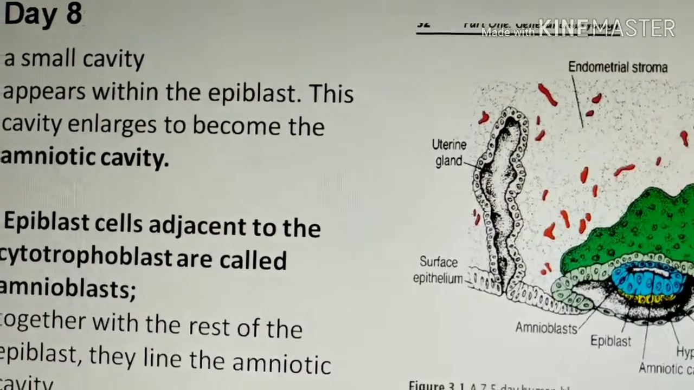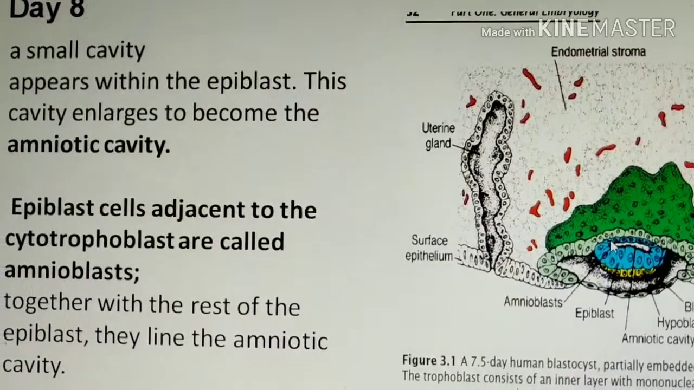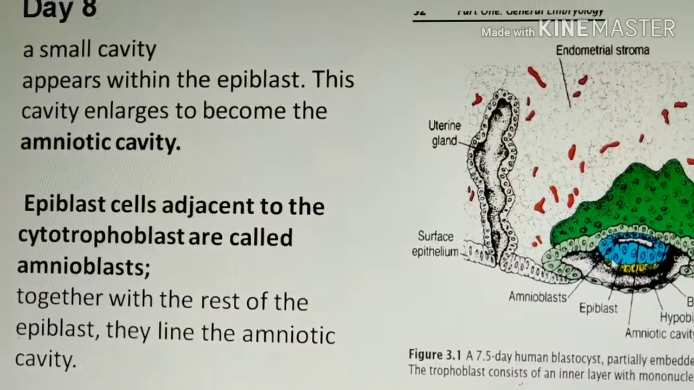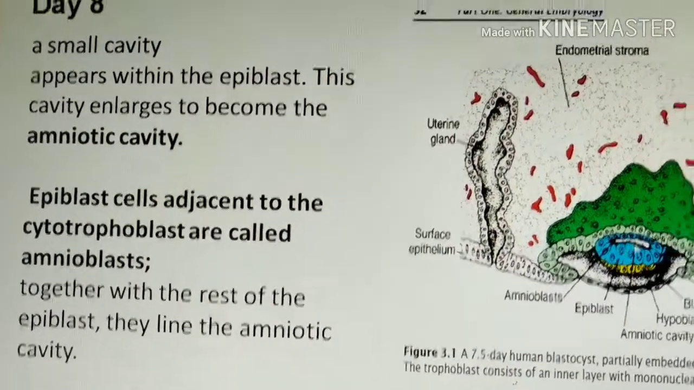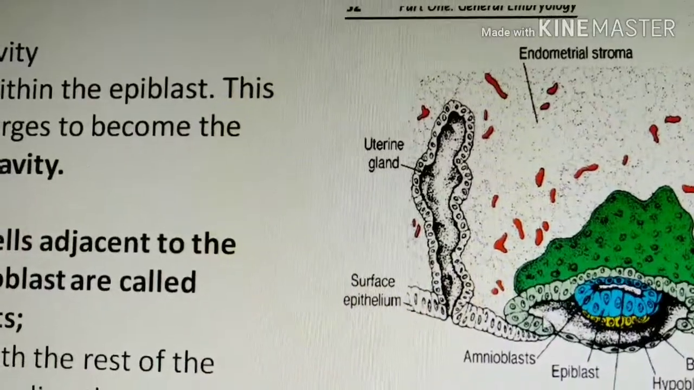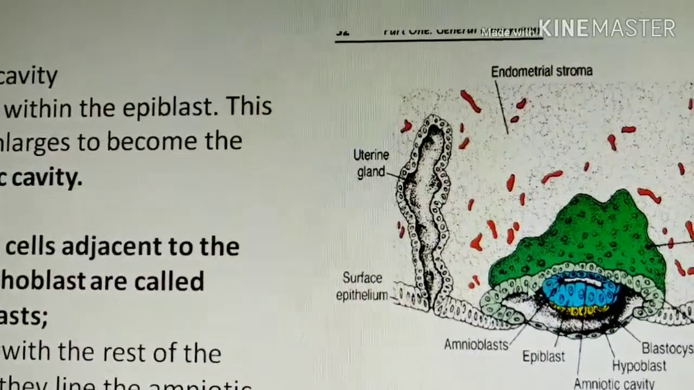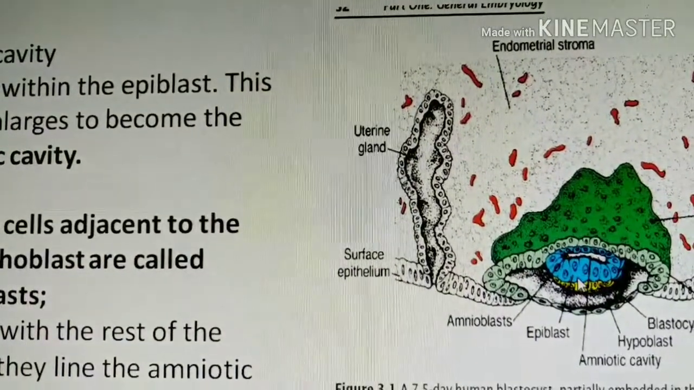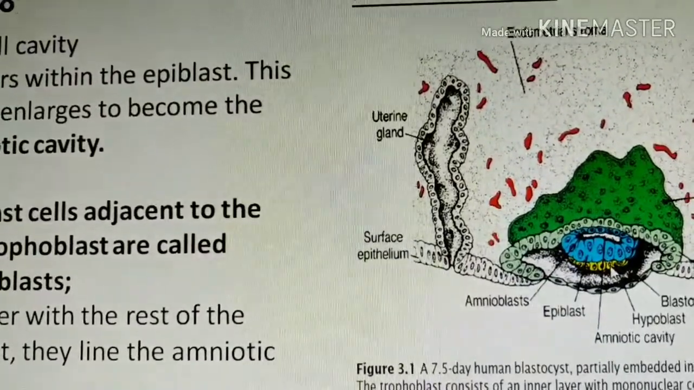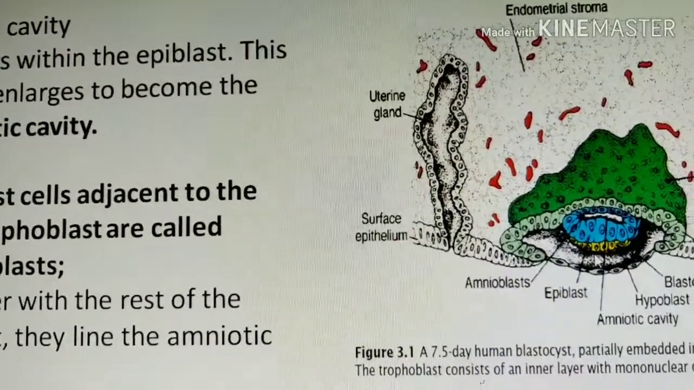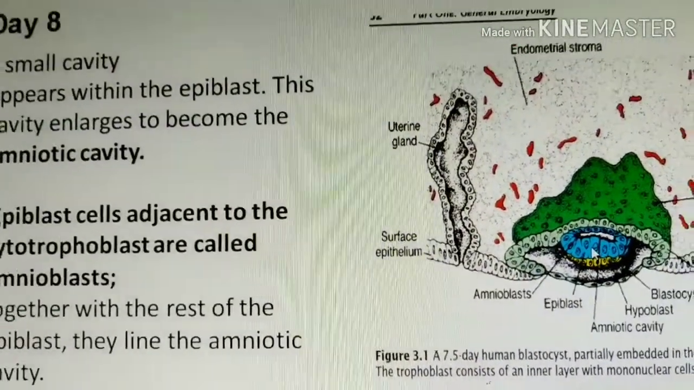And there is one cavity that appeared within the epiblast. This is known as the amniotic cavity. So, this is the blastocyst cavity, and this is the amniotic cavity. The amniotic cavity appears within the epiblast, and the blastocele is close to the hypoblast. So the hypoblast is adjacent to the blastocele, and the epiblast is adjacent to the amniotic cavity.